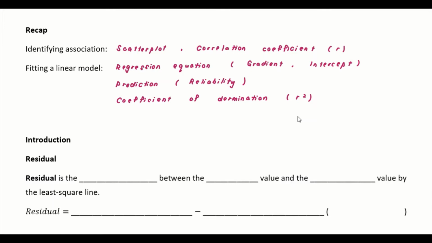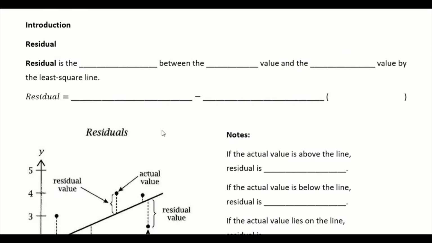So let's start with the introduction of residual. All right, let's look at what is meant by residual. Residual is actually the difference between the actual value and the predicted value by the least square line. It seems very vague, but don't worry, we are going to explain it by looking at this scatter plot later. If we put it in a formula, then the residual is equal to the actual y value minus the predicted y value.